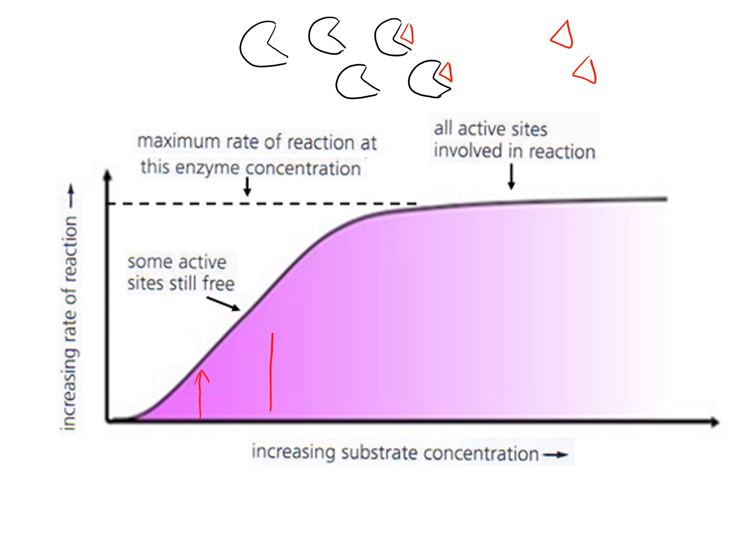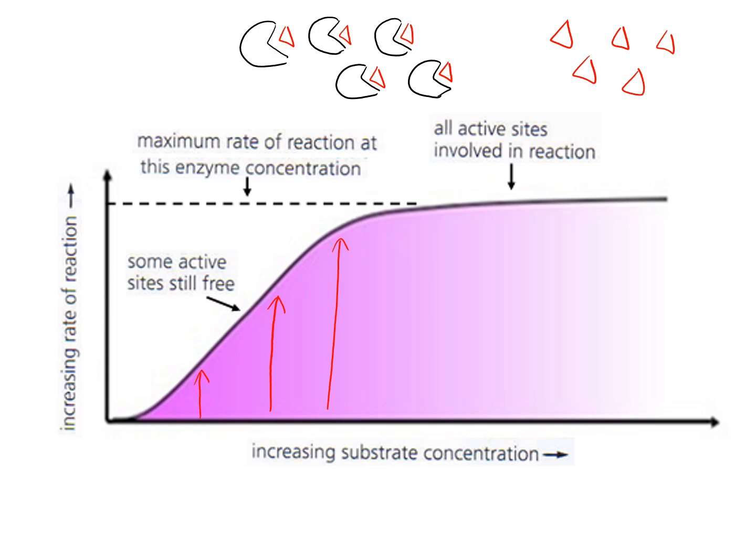Now, as we add more substrate, again, more substrate are able to bind to those active sites. Again, adding more substrate, binding to more active sites, and we're going to be getting more product. Therefore, we can see that the rate of reaction is increasing.